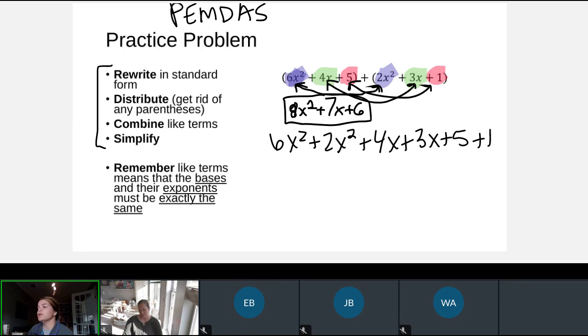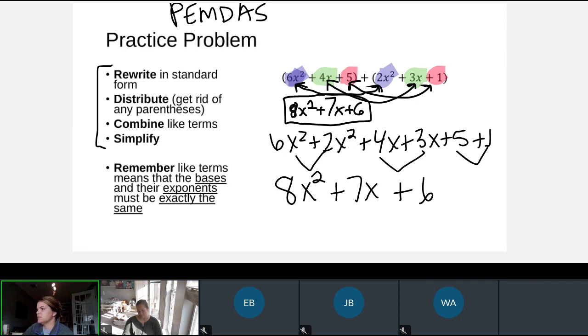I really want to encourage you, there is no A10 today. It's just a video. I want to encourage you to find a way to organize your like terms. So 6x squared plus 2x squared becomes 8x squared. 4x plus 3x becomes 7x, and 5 plus 1 becomes 6.